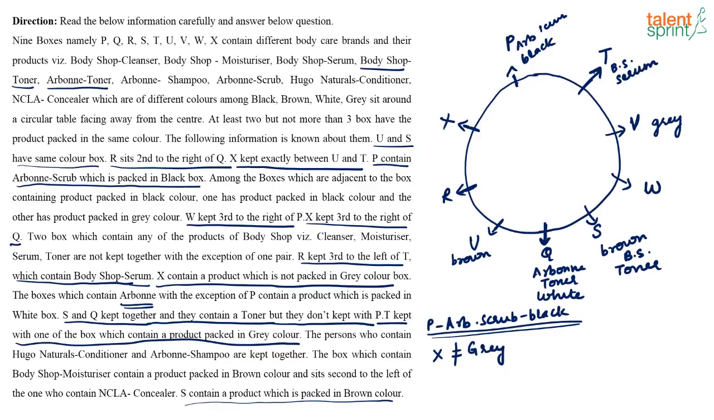Or I can say, if there are two adjacent boxes, one is black and one is grey, then the middle box has to be a black colored box. So here if you look, this is black, this is grey. So obviously this has to be black. Now, okay, that is also done.